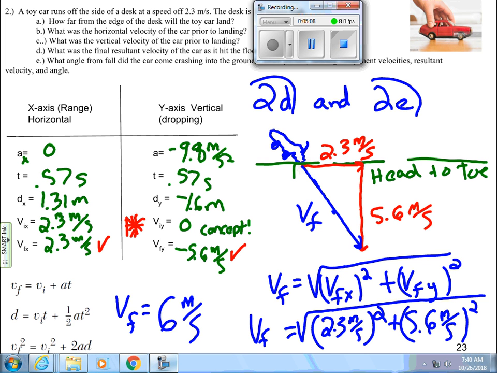Alright, so here's one of the answers. 2D, checked off. Now we've got to get to 2E.